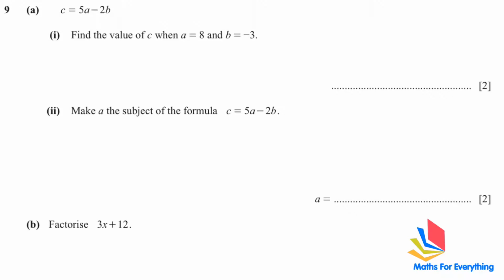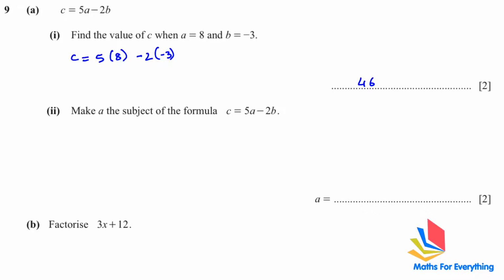Question number 9. C is equal to 5a minus 2b. Find the value of C when a is equal to 8 and b is equal to negative 3. Very easy question. Just remember to put everything in the bracket when you put in the calculator. So 5 times 8 minus 2 bracket negative 3, and the answer is 46.